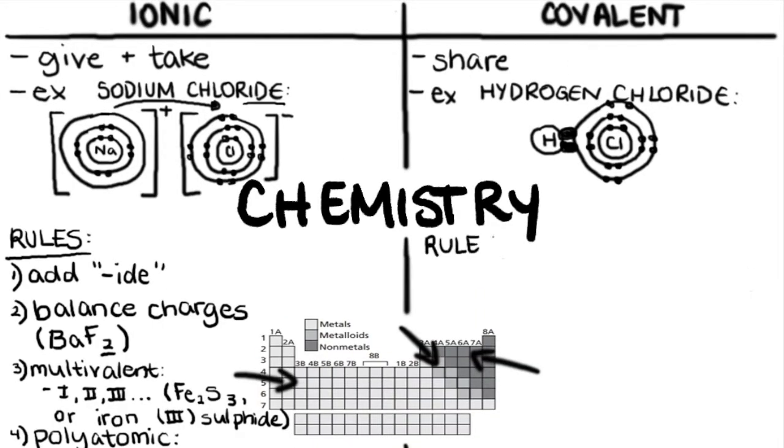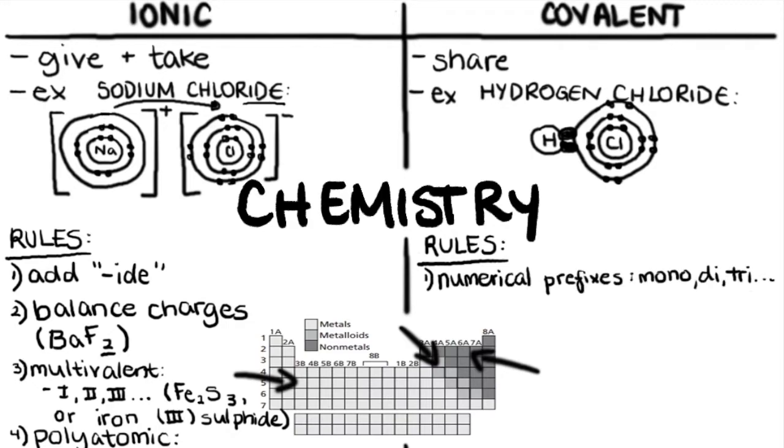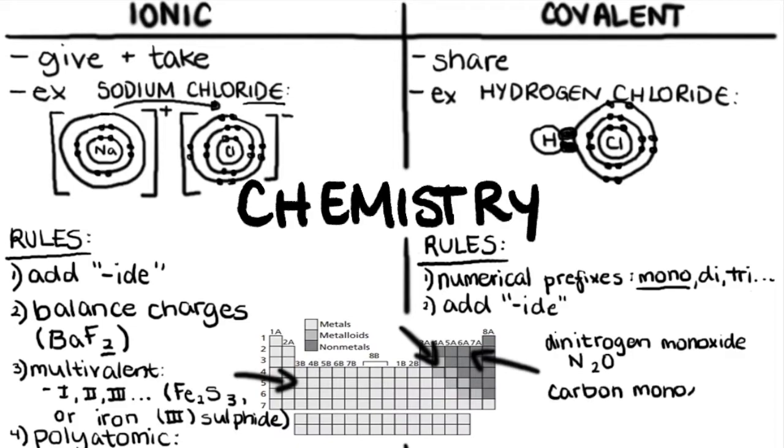Now for covalent compounds, numeral prefixes like mono, di, and tri are used in the front in order to indicate the number of atoms used. However, if the first element listed only has one atom, mono does not need to be named. Remember to still add the "ide" suffix to the end of the second word. For example, dinitrogen monoxide or carbon monoxide. Don't worry if you can't quite understand these concepts at first. Keep practicing and you'll get it eventually.